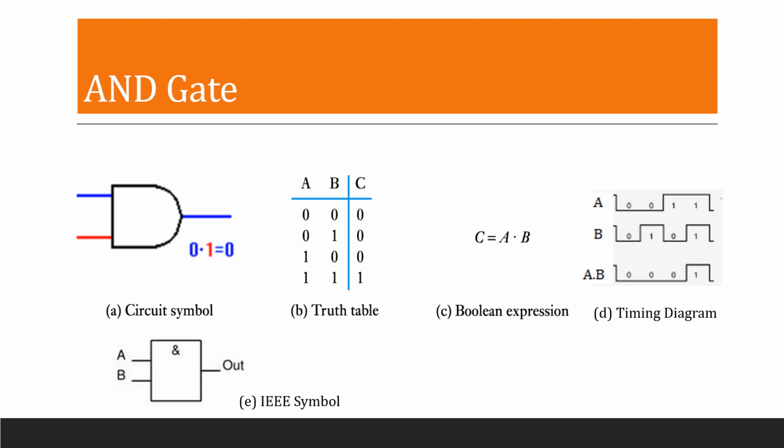IEEE symbol of this AND gate is also shown here. The character used in this AND gate is ampersand. An AND gate can have any number of inputs, although 2 input and 3 input AND gates are the most common.